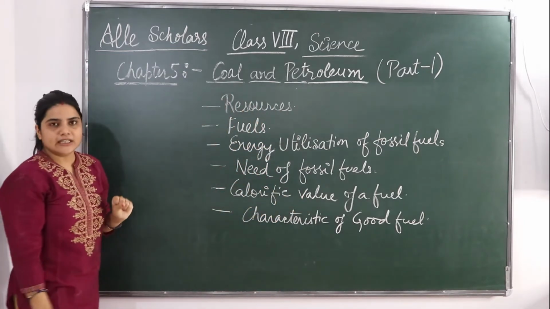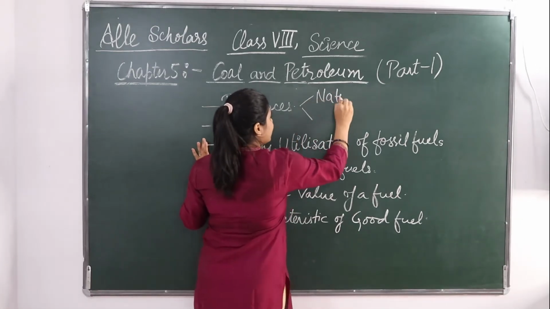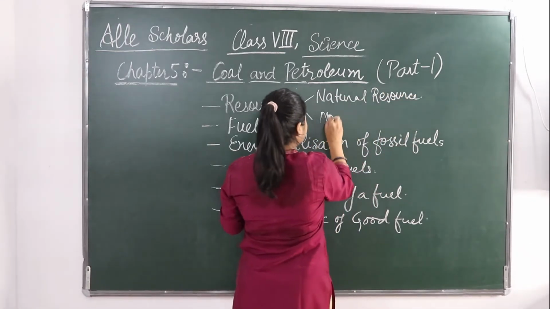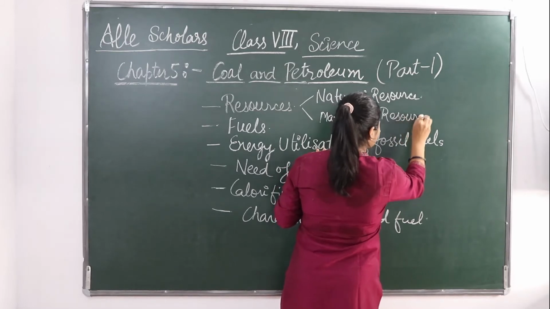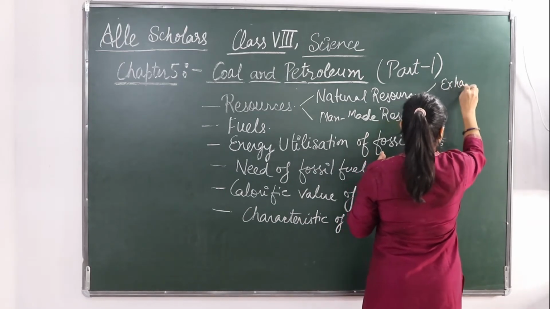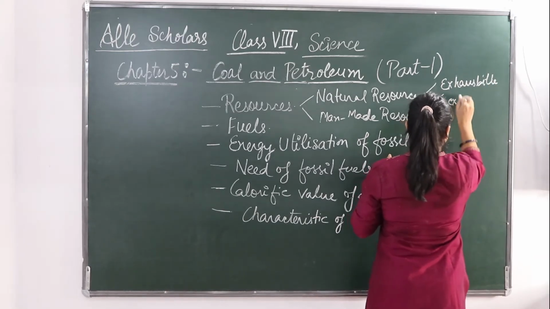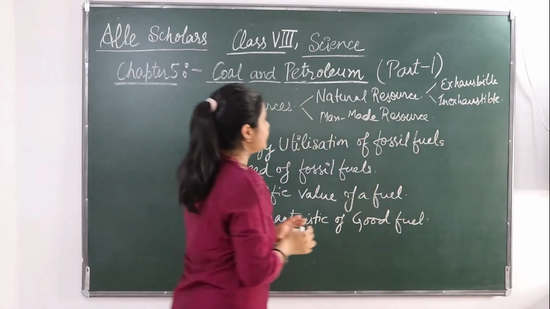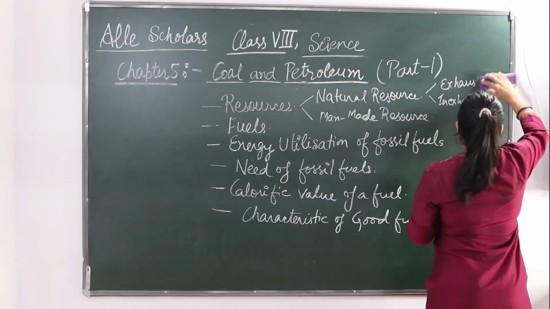Okay. So first we will deal with resources, the types of resources, that is the natural resource and the man-made resource. Okay. In the natural resource, we shall be seeing the other two types, that is exhaustible resource and inexhaustible resource. So we shall be discussing about it.